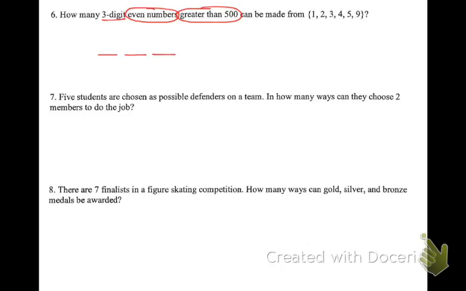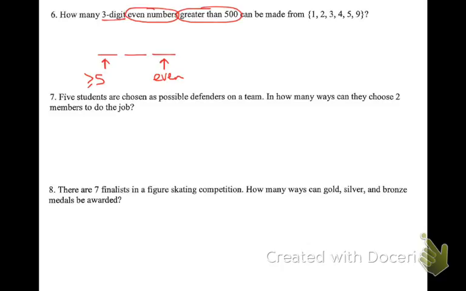And I have even numbers, and it has to be greater than 500. So this last spot must be even, and this first spot must be greater than or equal to 5, okay, because it could be greater than or equal to 500. So technically the last one could be greater than or equal to 4, okay, in number 5. But okay, so number 6, greater than 500 for the first digit, and it has to be even.